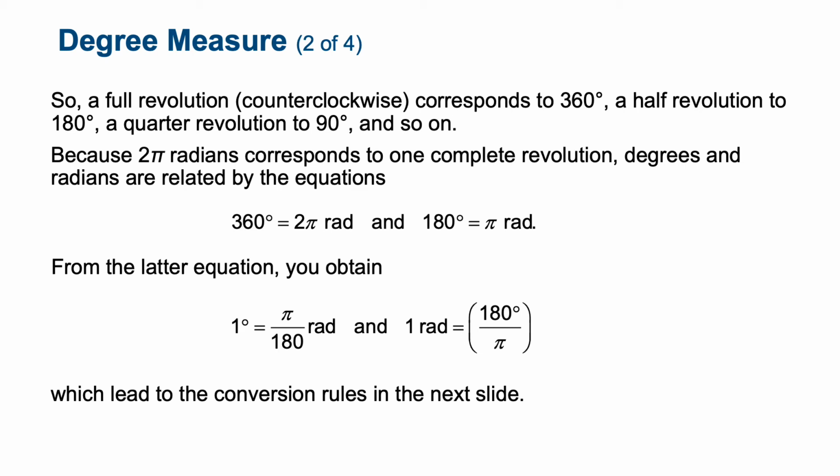2 pi radians compares to 1 complete revolution. So you can say that 360 degrees equals 2 pi radians, or pi radians is equal to 180 degrees. That's really important that you remember. You can change this to look at 2 different equations: 1 degree is equal to pi over 180 radians, and 1 radian is equal to 180 degrees over pi.